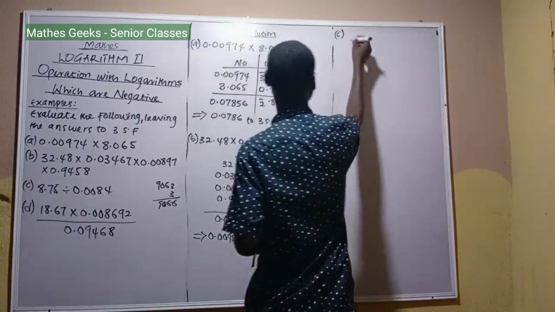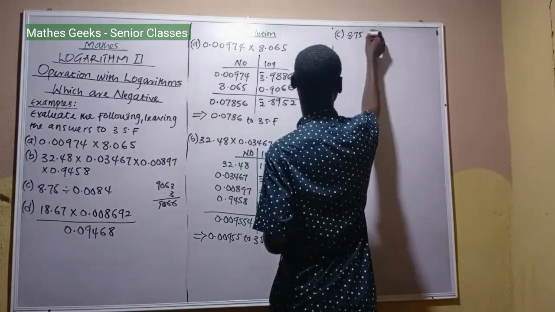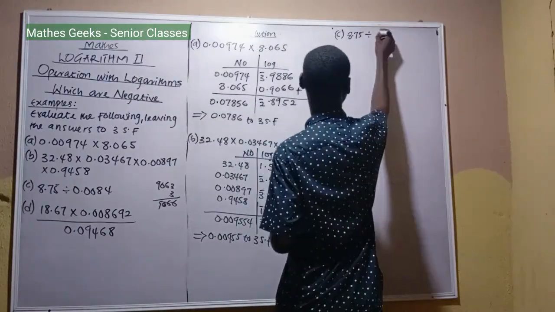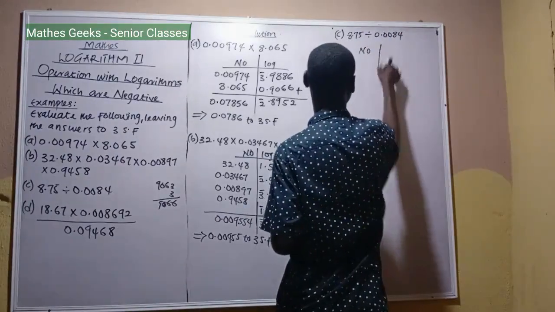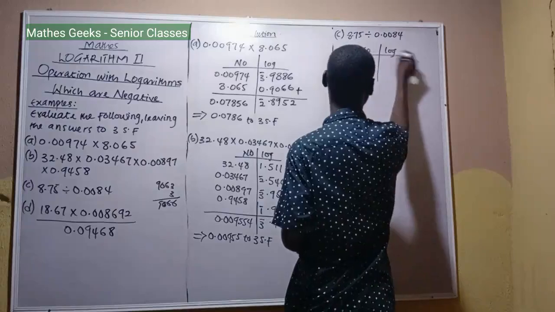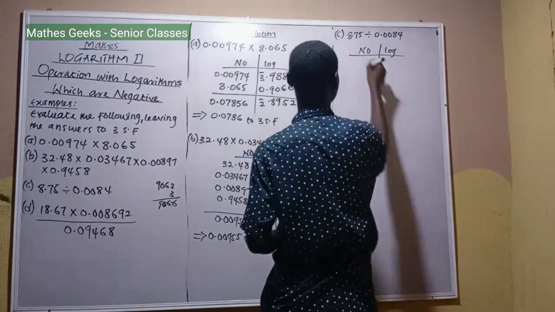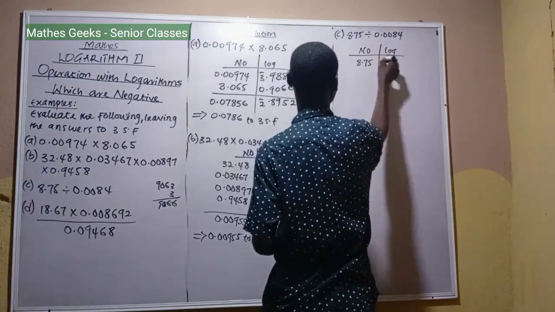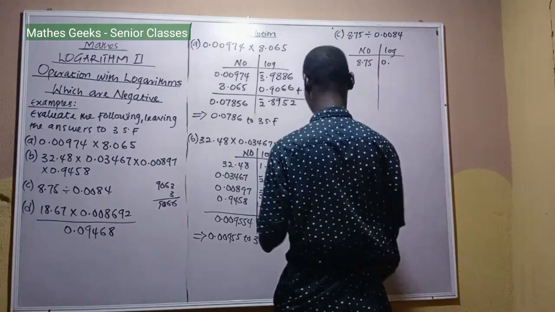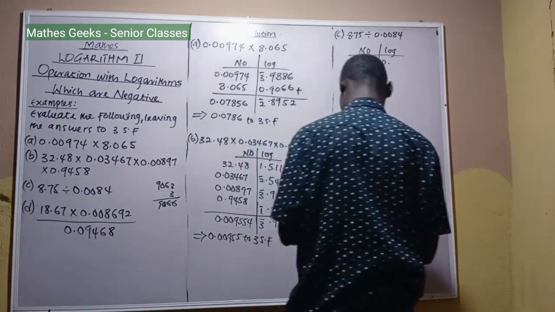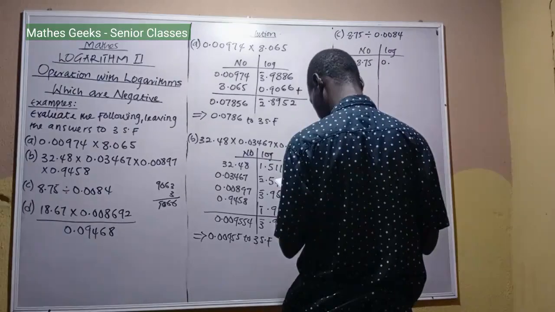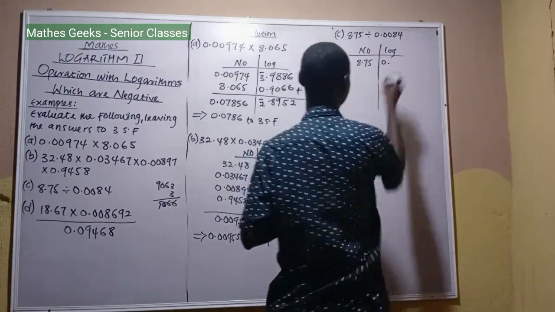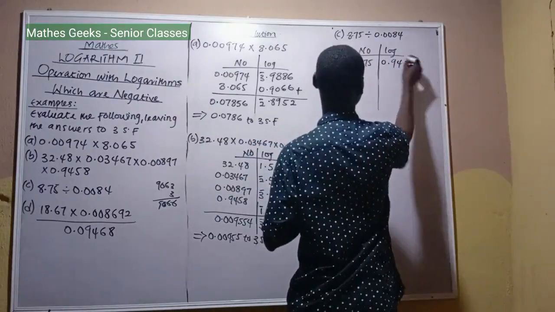C. 8.75 divided by 0.0084, number log. So for 8.75, the characteristic is 0, and the mantissa is 0.87 under 5, which is 9420.